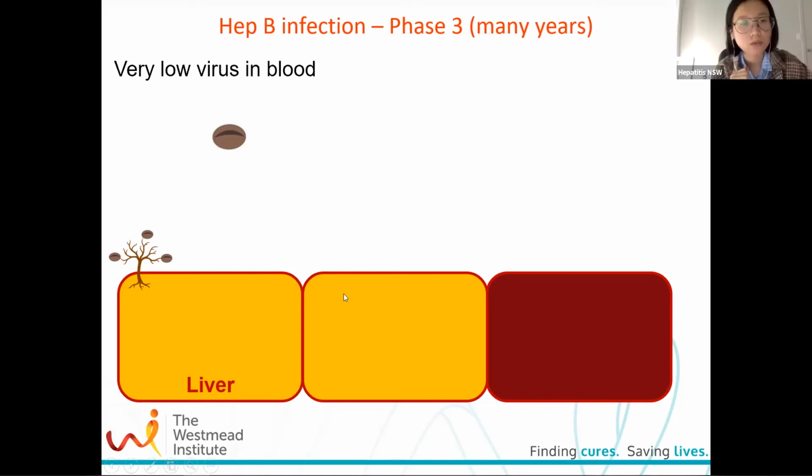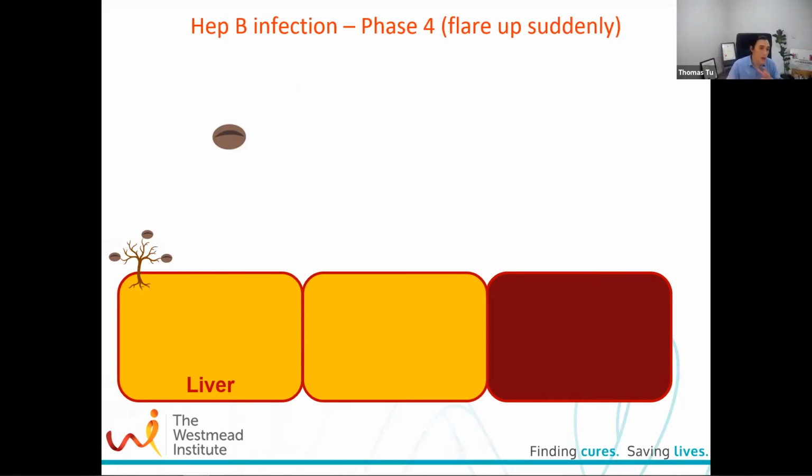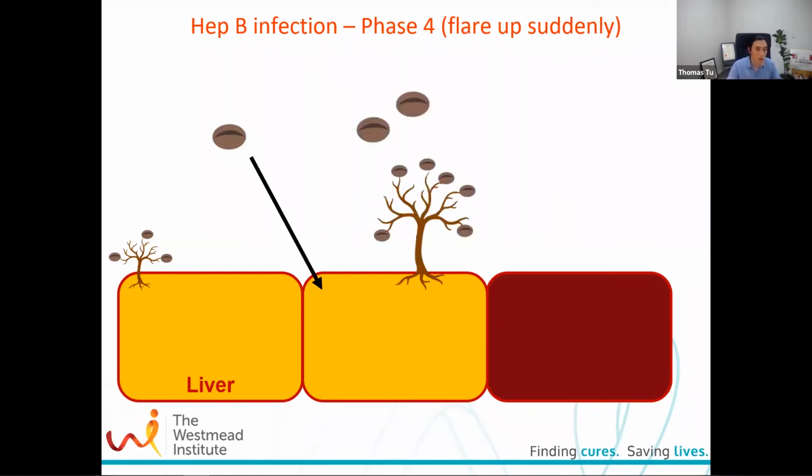So what can happen is that you get reinfection. Those seeds that are being produced by those very few trees can infect other cells and you get a flare up of virus. So then the immune system again tries to clear it and causes a bit more liver damage.